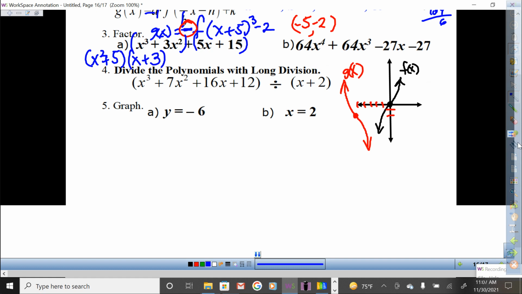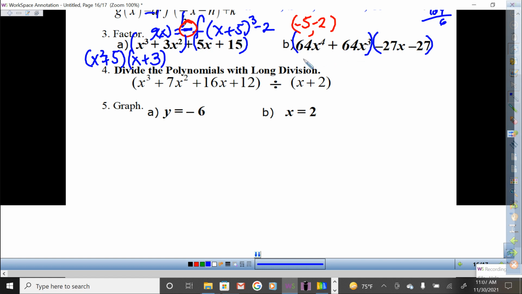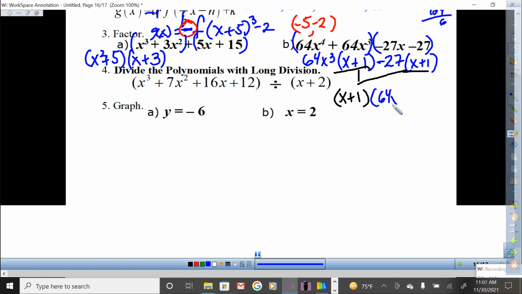All right, let's go to number 3b. Let me go over 3b just to make sure that we're on the same page. Here it goes. Is there a GCF? No. Is it in standard form? Yes. So I group these 2 and these 2. What's the GCF for these 2 right here? 64 and x cubed. That leaves us with x plus 1. What's the GCF for these 2 right here? Negative 27. That leaves us with x plus 1. So, what's the same here and here? x plus 1, yes. And what do we have left? 64x cubed minus 27.